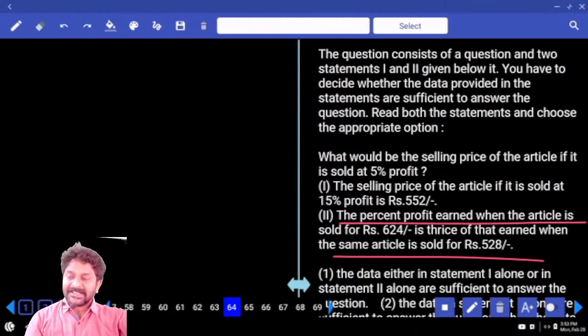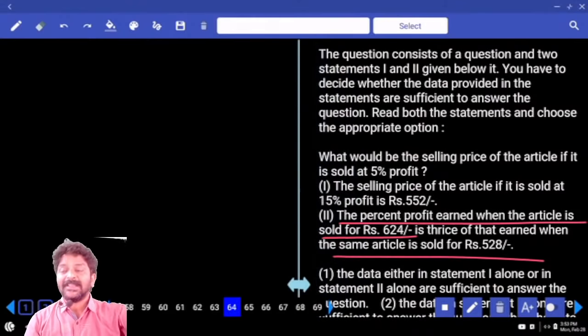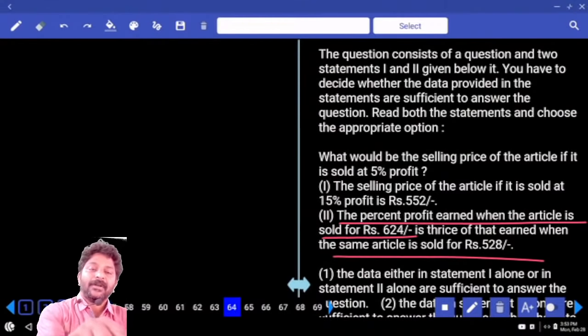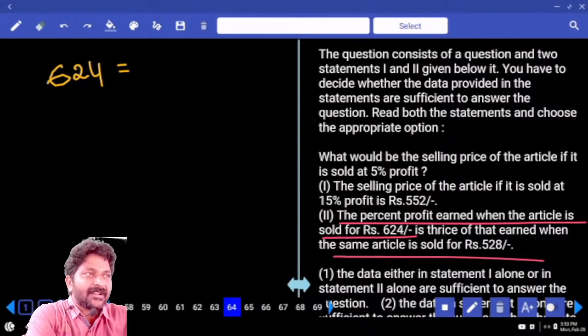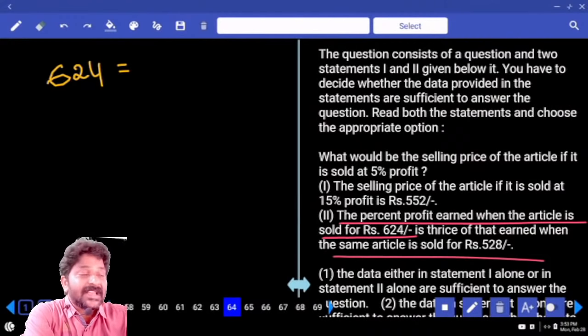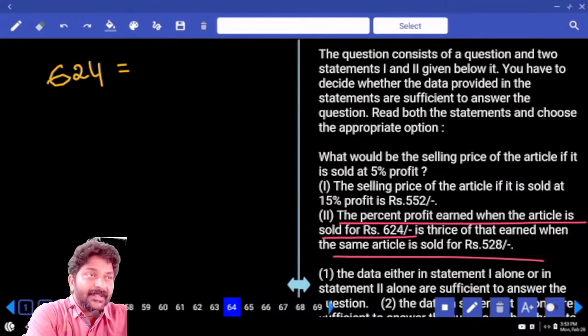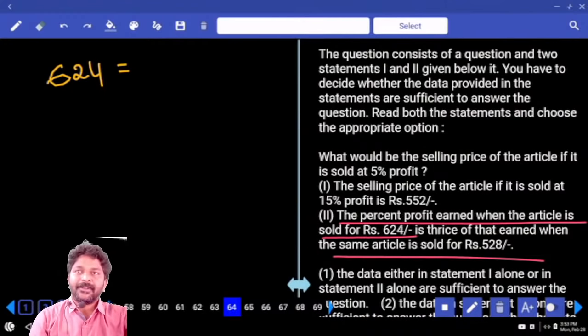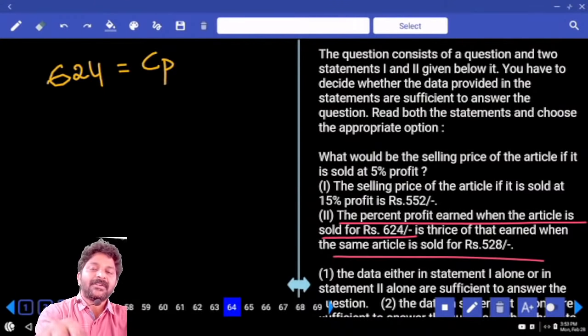Profit percentage earned when an article is sold for 624. That means 624 is the selling price. And in such a case, what are you getting? This is the selling price in terms of profit only. So selling price is equal to cost price plus profit.